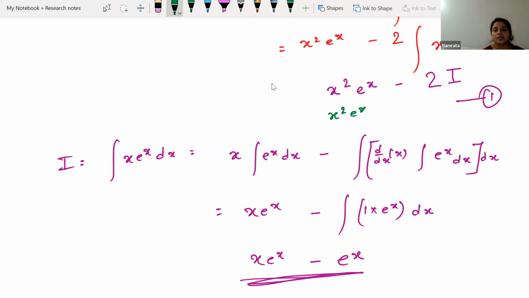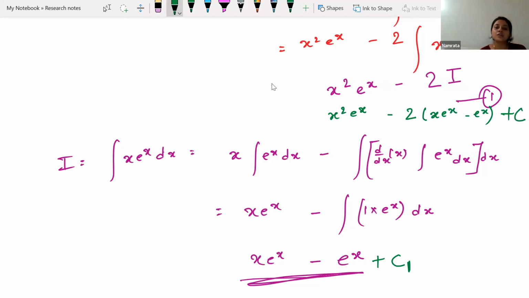X e to the power x, I have got minus 2 I we were having. So I value I am going to put it over here. X e to the power x minus e to the power x plus constant of integration. Here also you need to take the constant. Okay, if you are taking C1 over here, then directly you can take C over there. That means constant plus constant together is another constant.